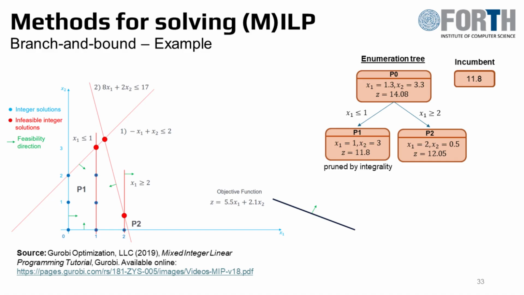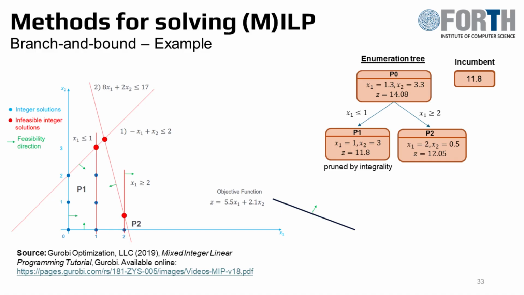The optimal LP solution in this branch is x1 equals 1, x2 equals 3. The objective value is z equals 11.8. This solution is integer. So it is feasible for the original integer problem. That means we have found our first incumbent solution. The incumbent objective value is now 11.8.